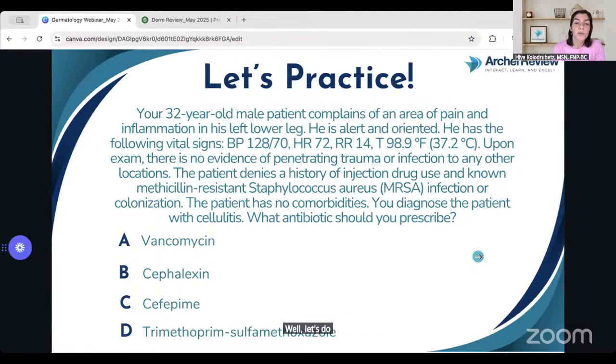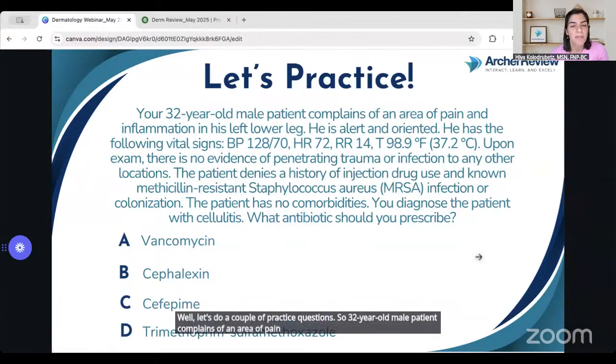So, a 32-year-old male patient complains of an area of pain and inflammation in his left lower leg. He is alert and oriented. He has the following vital signs: blood pressure 128/70, heart rate 72, respiratory rate 14, temp 98.9.